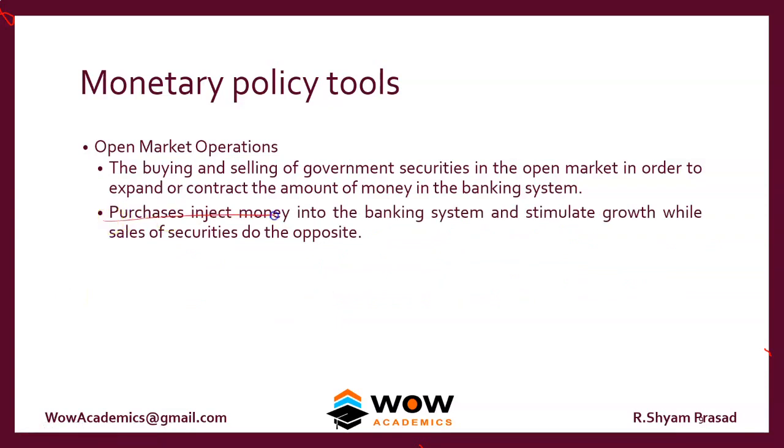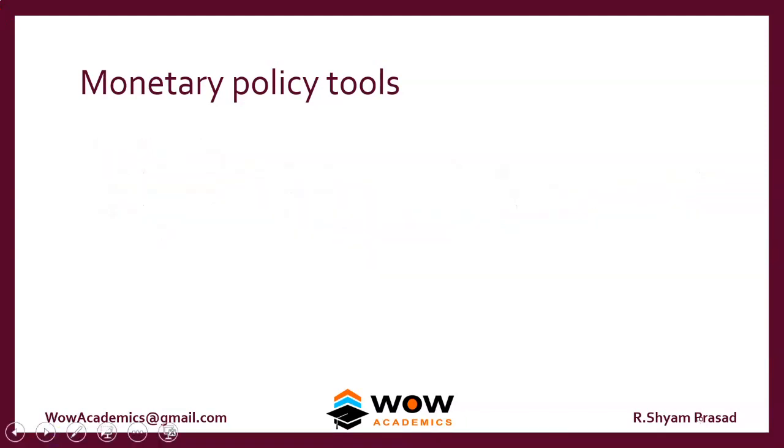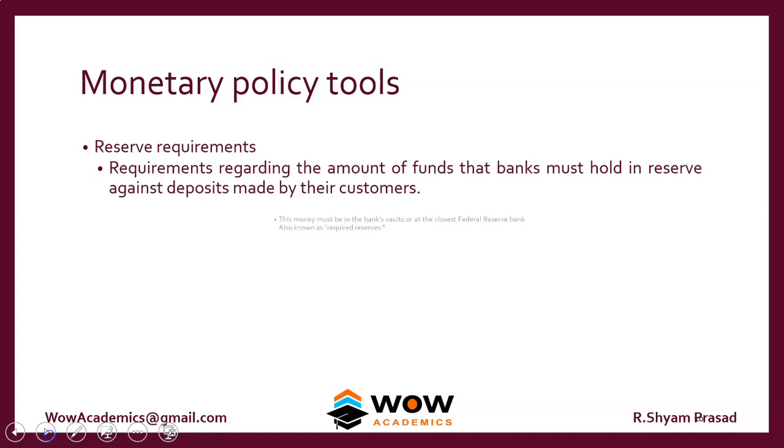Purchasing the bonds will inject money into the banking system. That will stimulate the growth, while the sale of securities does the opposite. Just now we've discussed it, and that's how it works. So we'll move on to the next tool. It's called reserve requirements. Reserve requirements work like this.